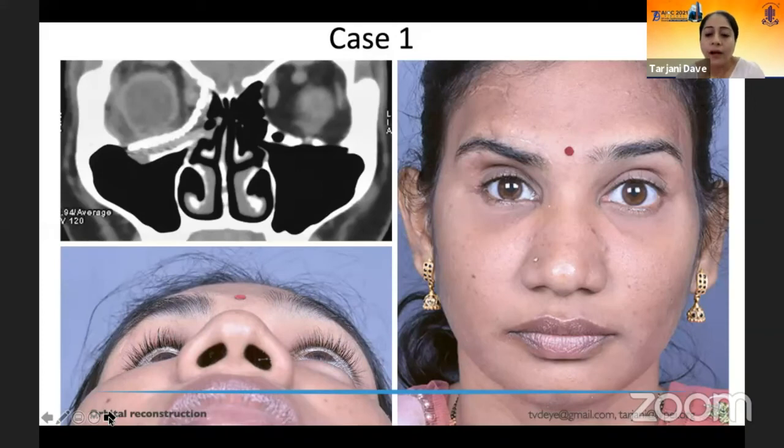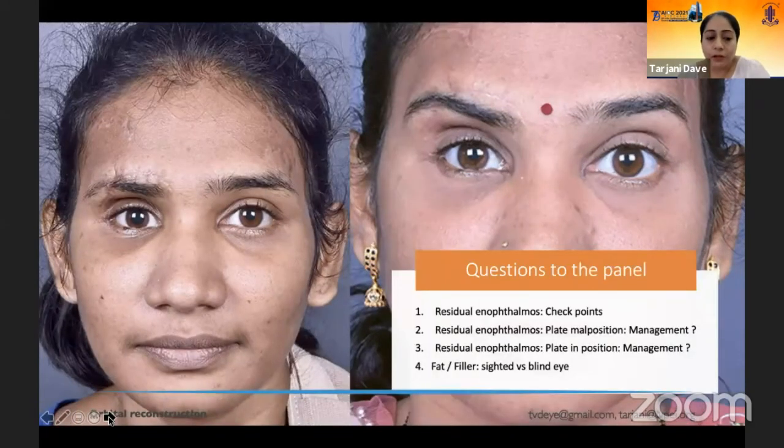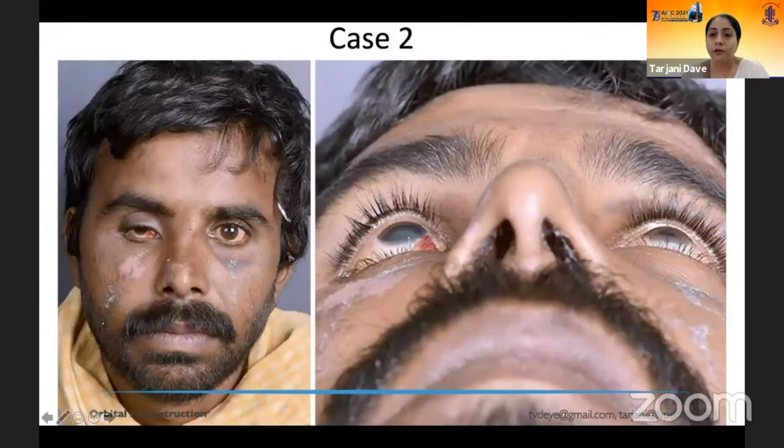But if you do not have such pointers, no motility restriction and diplopia, you might look at fat or filler correction for the enophthalmos. And even if it is a sighted eye, though there aren't many reports on it, there are people who actively perform fat or filler augmentation for that residual enophthalmos. Right. So we move on to case 2.